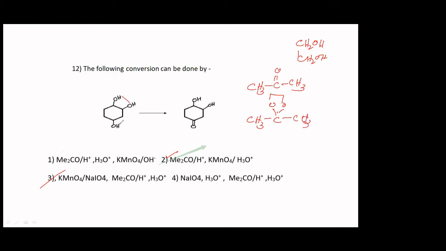So first you have to protect if you want to oxidize this. Because in the product you have these two OH groups intact. So for protecting what you do, you use a carbonyl compound. So first one is correct. And then oxidize this using potassium permanganate in acidic medium. And then you want to get back your OH group, so hydrolyze that. So correct option is this, option 2.